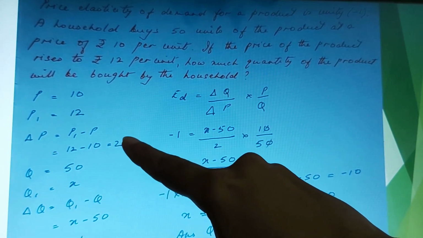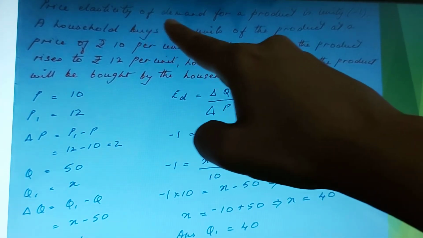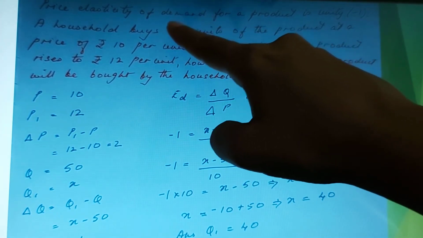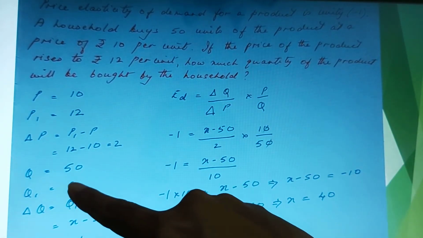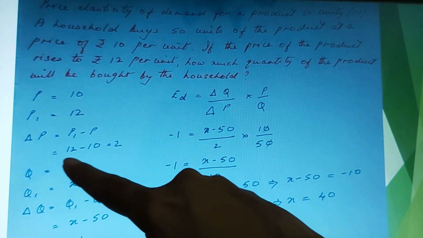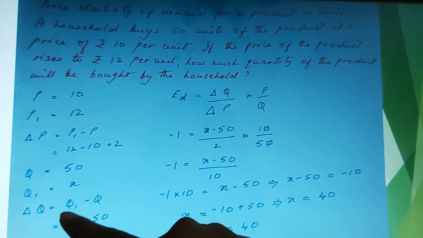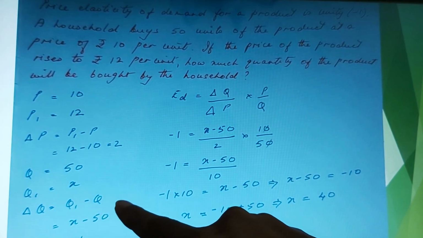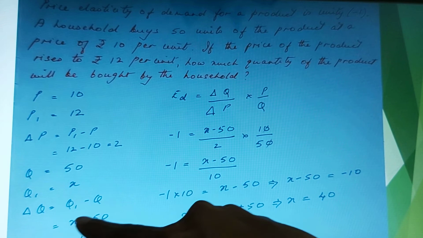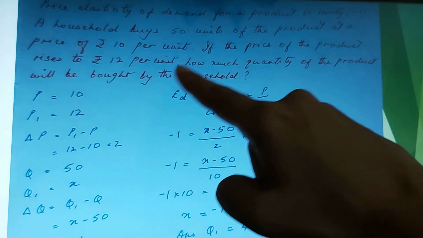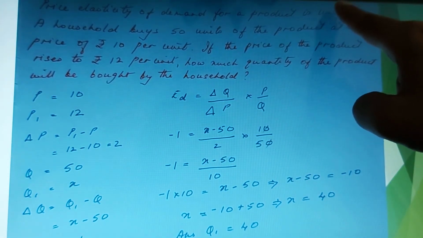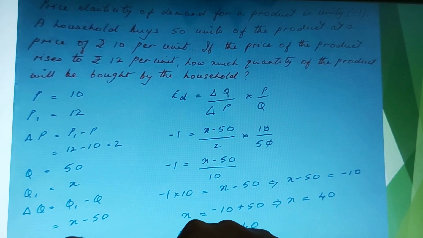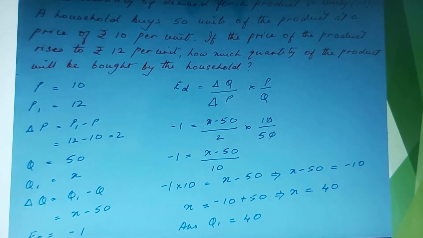Then the next is quantity. It's given to you over here, 50 units of the product. So the original quantity is given to you. But what do you have to find out? You have to find out Q1. So we will take it as X. Now delta Q is equal to Q1 minus Q. So Q1 is how much? X. X minus 50. Alright, and it's given to us elasticity of demand is unity, 1. So we will take this as minus 1.